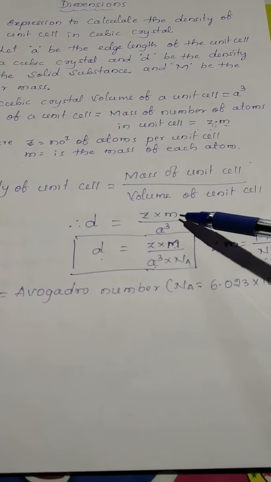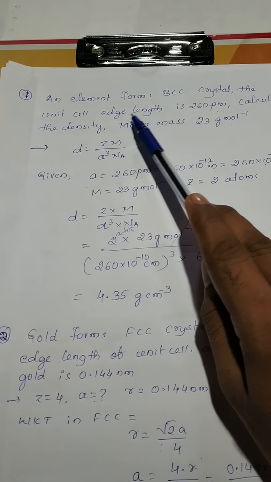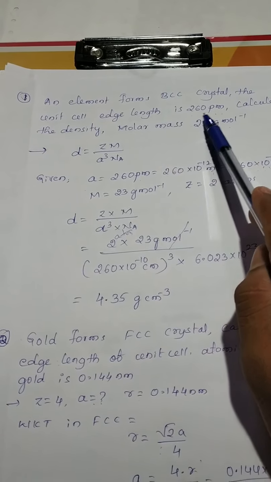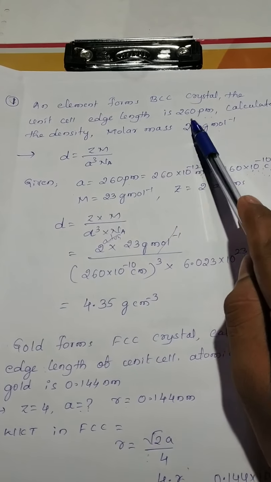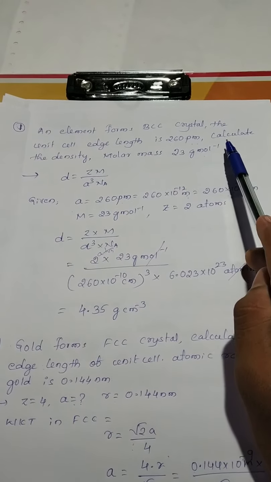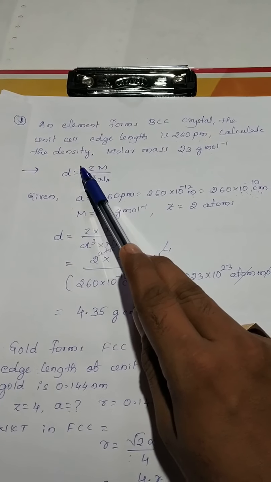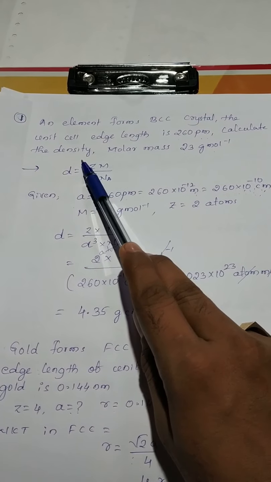An element forms a BCC crystal. BCC means the number of atoms present is 2, so Z equals 2. The unit cell edge length is given as 260 picometer, that is A. They ask you to find the density, that is D.